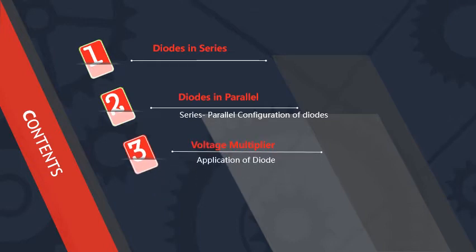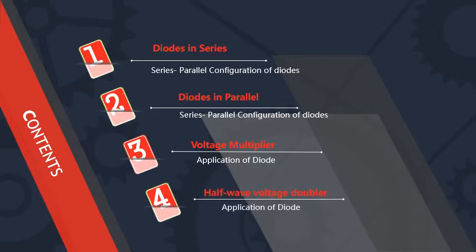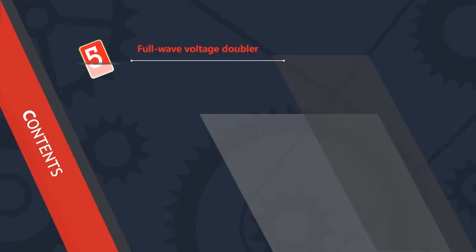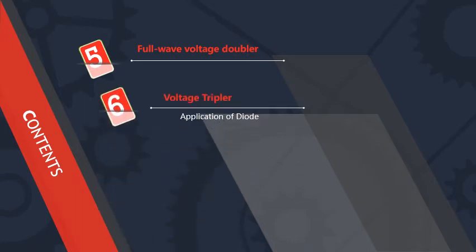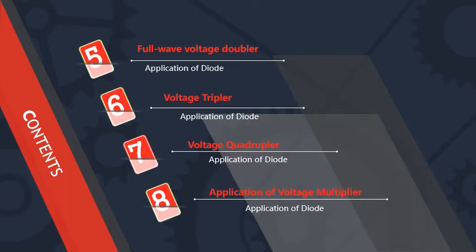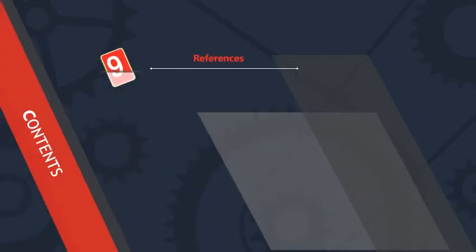After this, we will study about the voltage multiplier circuit, half-wave voltage doubler circuit, full-wave voltage doubler circuit. Further, we move on to voltage tripler circuit. After this, the voltage quadrupler circuits. And next is the application of voltage multiplier.